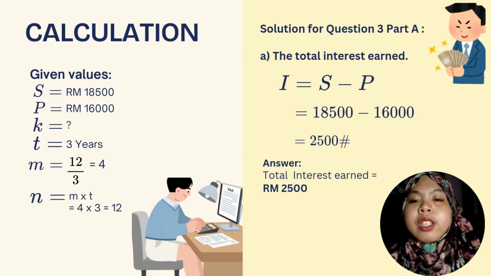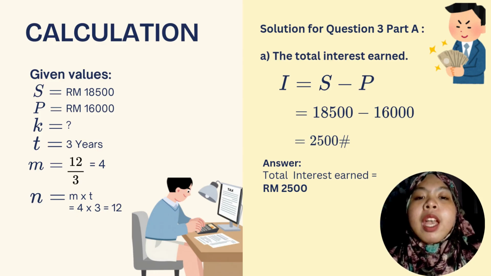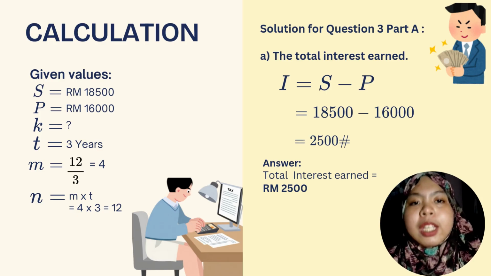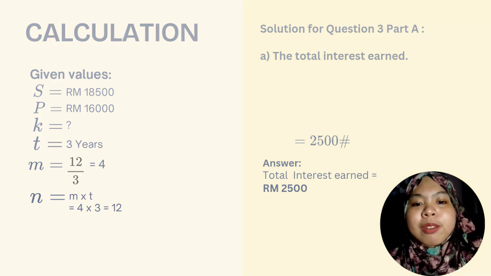First, we are going to solve part A, which is the total interest earned. The formula that we are going to use is I equals S minus P. Now, let's fill in the information from the list. I equals S minus P equals 18,500 minus 16,000 equals 2,500. So the answer for part A is RM 2,500.